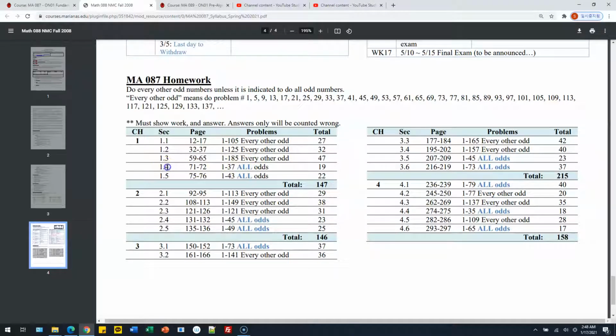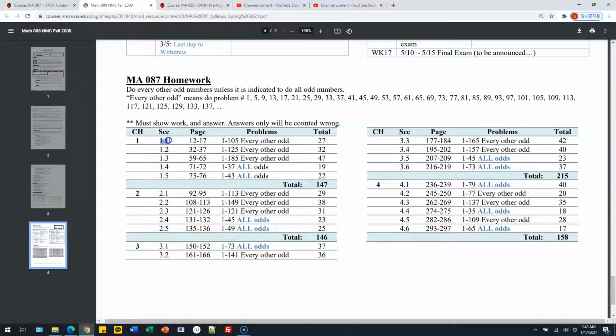And for 1.4, it says do all odd numbers. All odd numbers means 1, 3, 5, 7, 9, and so on. So unless it says do all odd numbers, what you have to do is every other odd numbers for the homework.